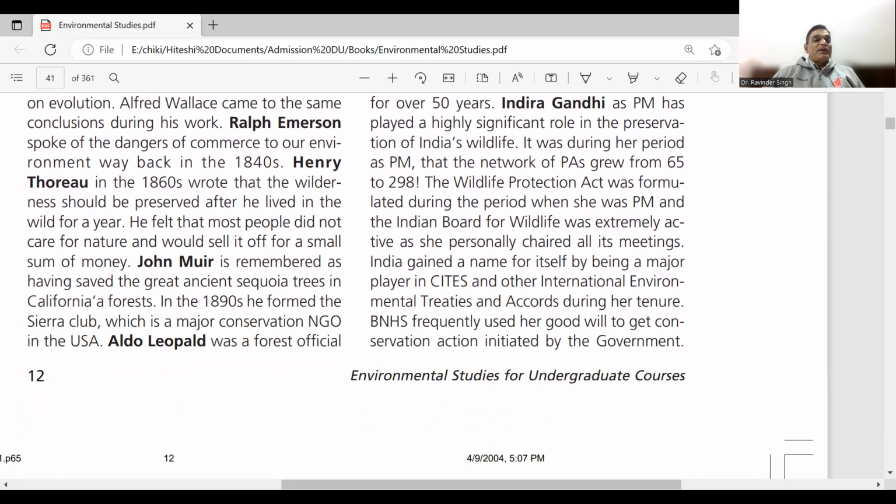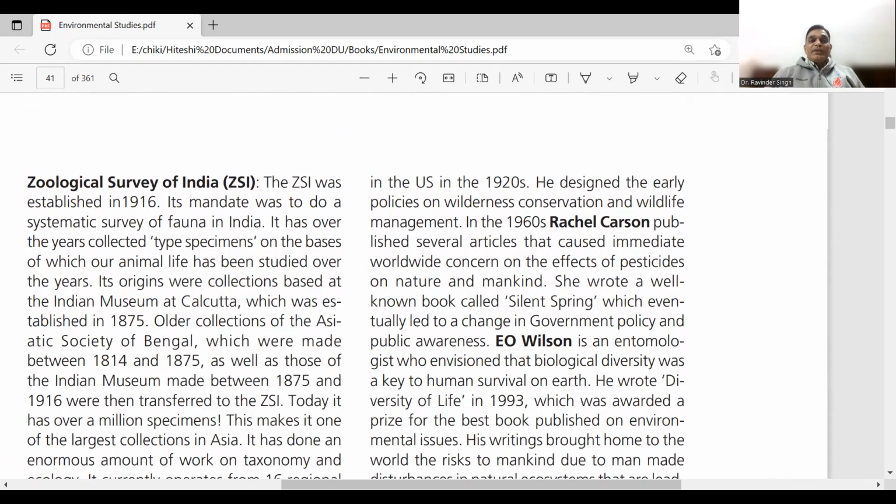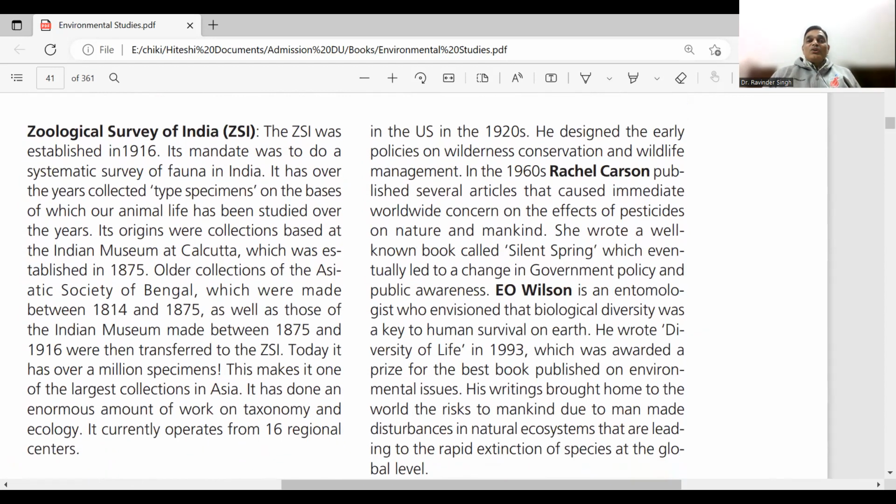He felt that most people did not care for nature and would sell it off for a small sum of money. John Muir is remembered as having saved the great ancient sequoia trees in California's forest. In the 1890s, he formed the Sierra Club, which is a major conservation NGO in the USA. Aldo Leopold was a forest official in the US in the 1920s. He designed the early policies on wilderness conservation and wildlife management.